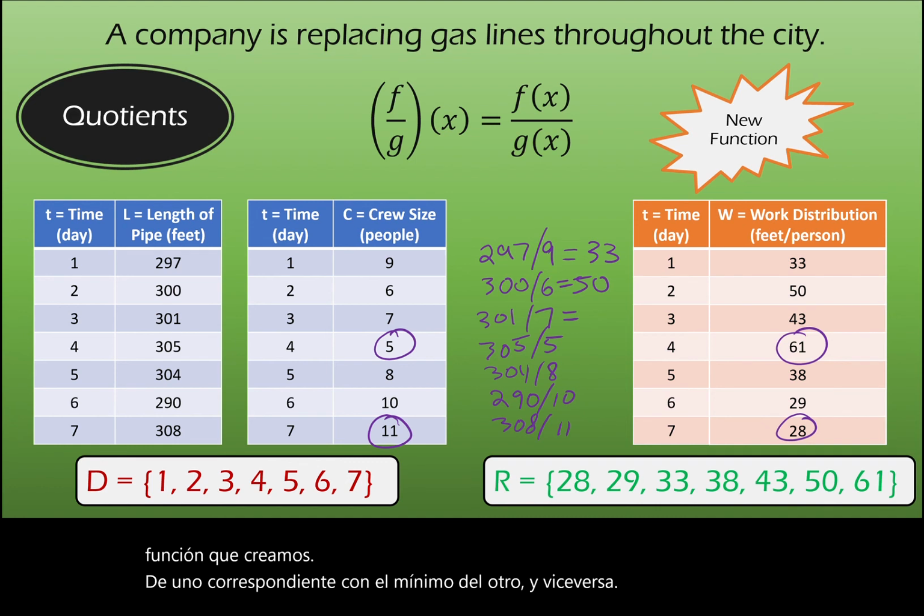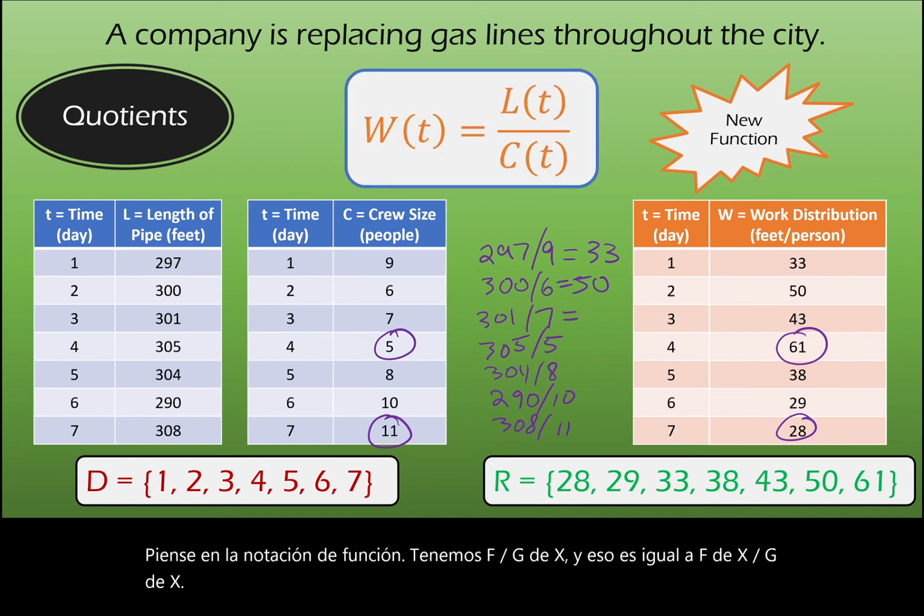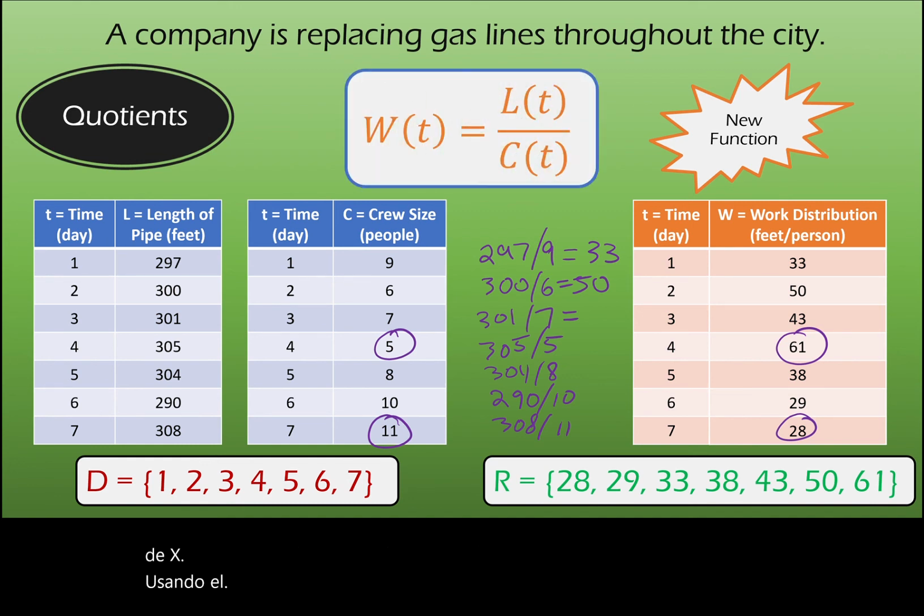Thinking about function notation, we've got f divided by g of x, and that's equal to f of x divided by g of x. Using the variables that we've chosen here, we have W is equal to L over C. The work is equal to the length of pipe needed to install divided by the number of people, the crew size.